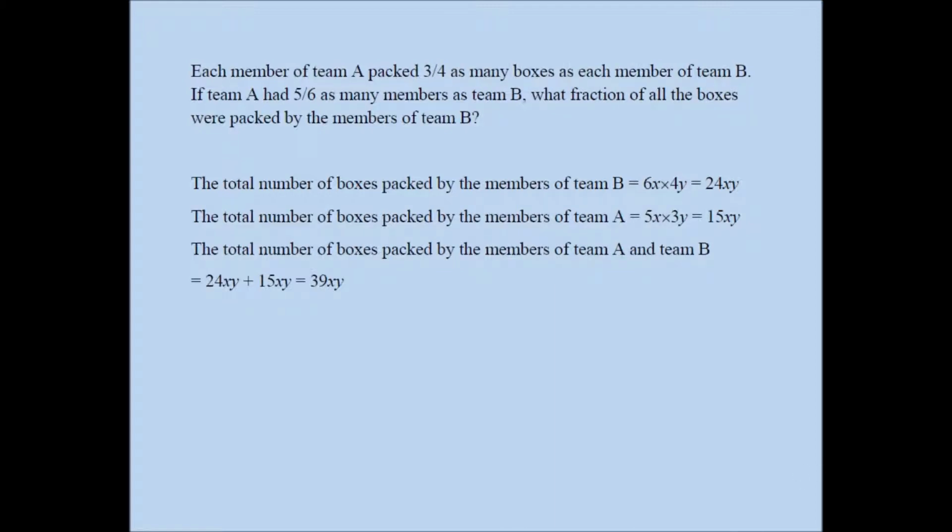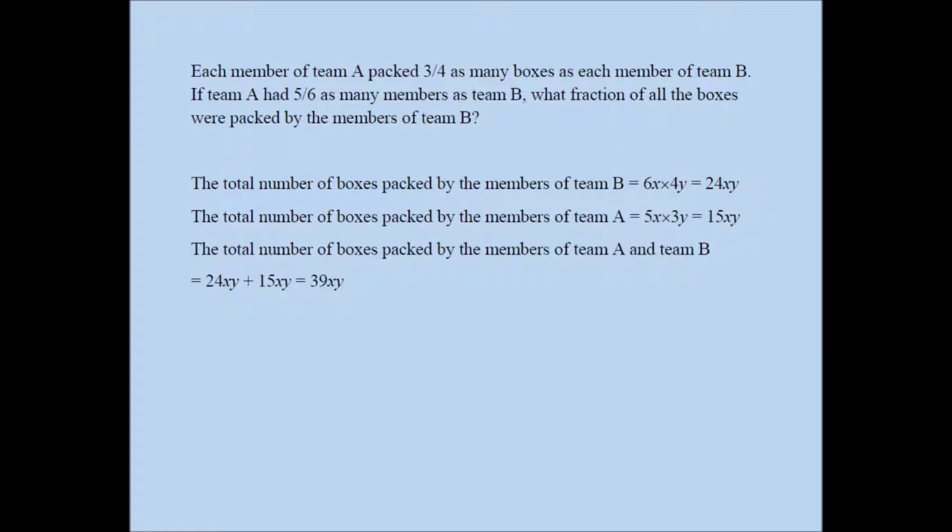Now, what is the total number of boxes packed by the members of Team A and Team B? Well, that's not too difficult. That has to be 24xy plus 15xy, which turns out to be 39xy. We're almost done. The question really wants us to find what part of the boxes were packed by the members of Team B. That would be the total number of boxes packed by the members of Team B divided by the total number of boxes.